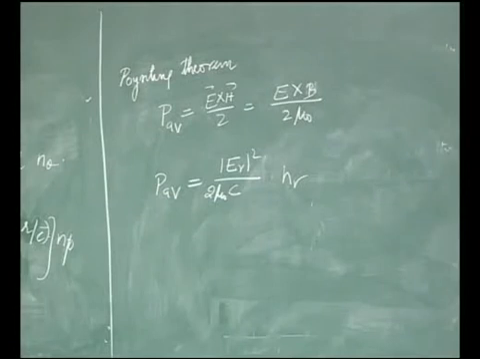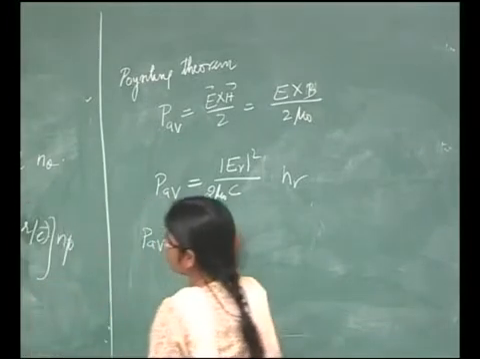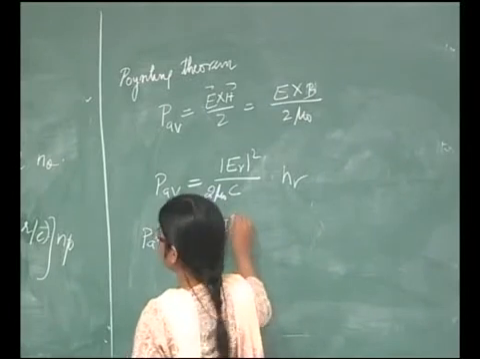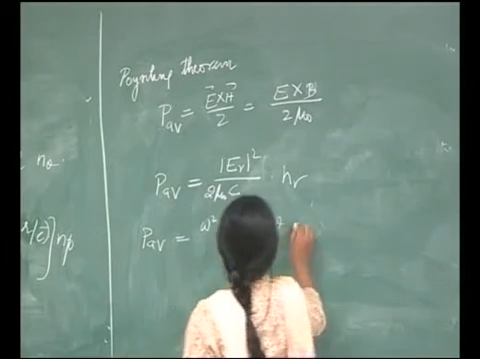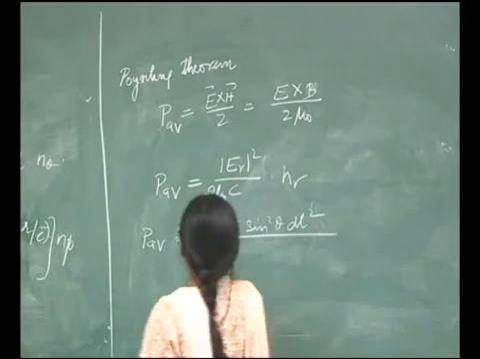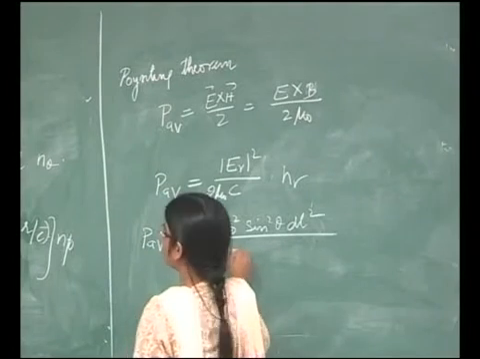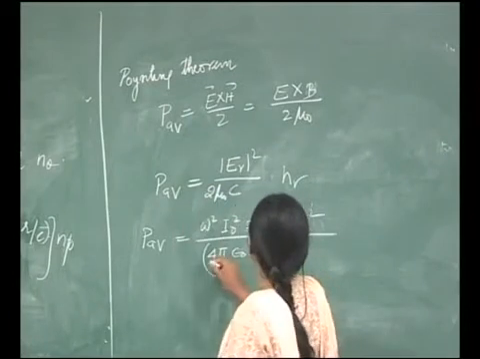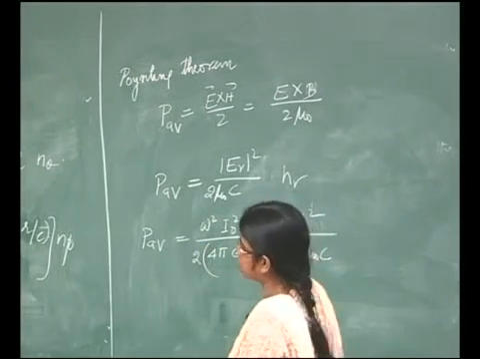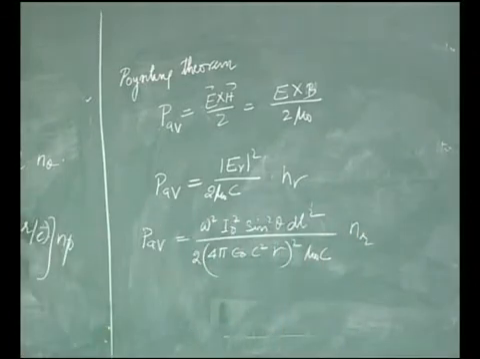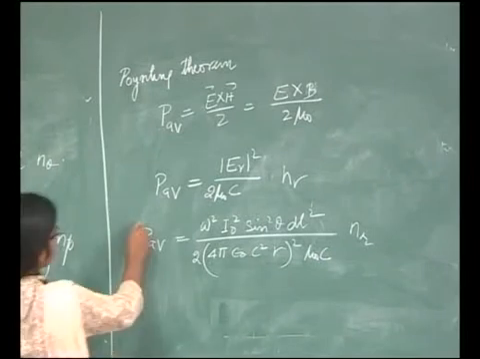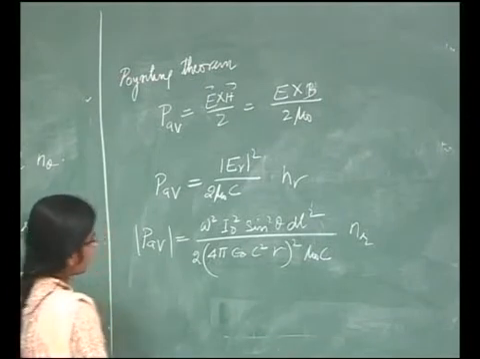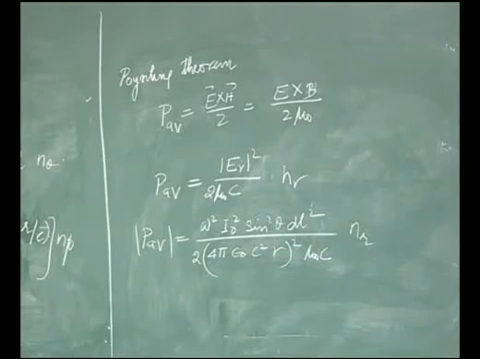Okay. Now we put in these values. So, I have P average, you put this value and you will get omega square I 0 square sine square theta dl square divided by 4 pi epsilon naught c square r whole square into 2 mu naught c into n r. Okay. So, I can say this is modulus of P. Okay. See, now this average power is radiated.